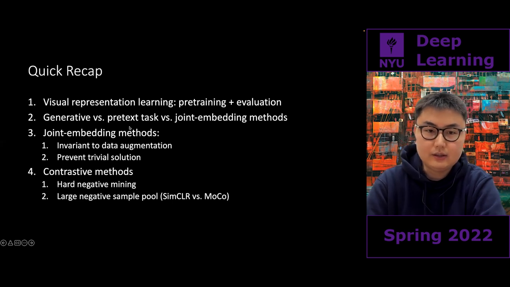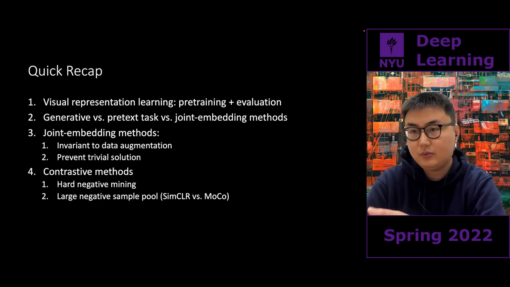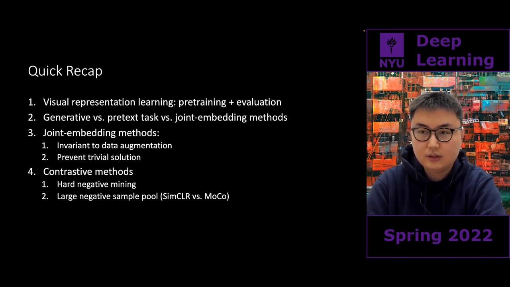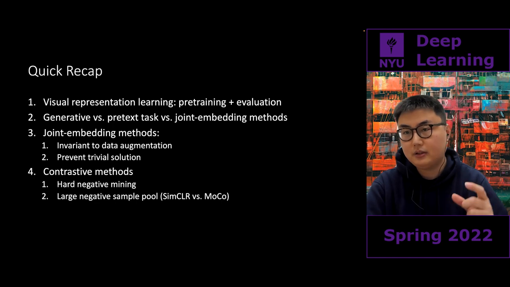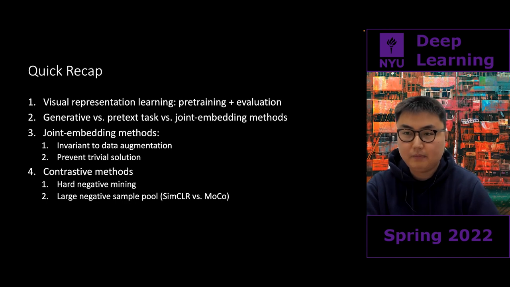We're mainly going to talk about the joint-embedding method and how they have two properties. The first intuition is that the representation should be invariant to data augmentation, but then it will cause a trivial solution. So we then introduced some methods to prevent the trivial solution. One way we can do it is through the contrastive method. Basically, you push all the positive pairs closer and all the negative pairs apart.